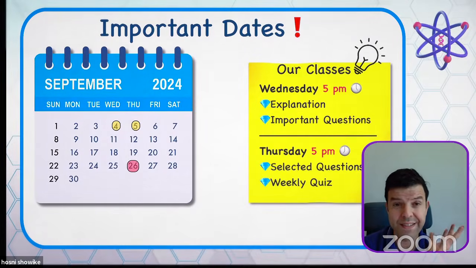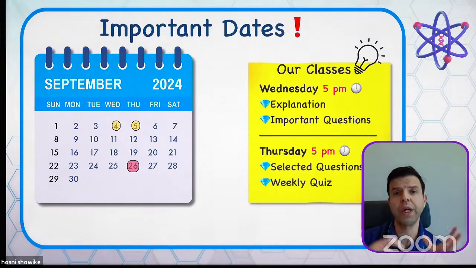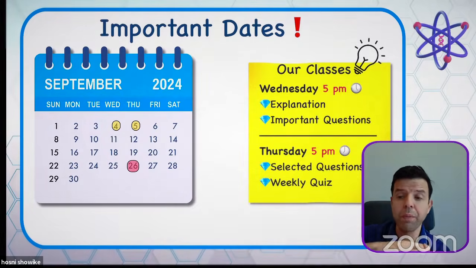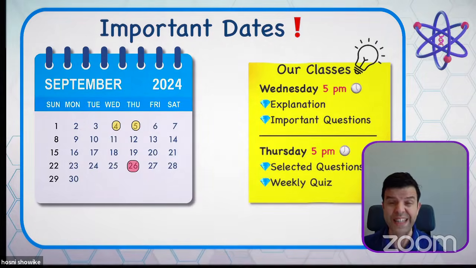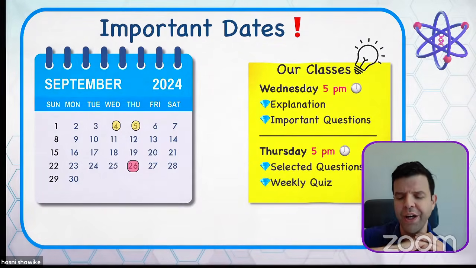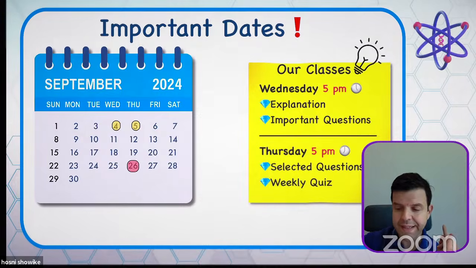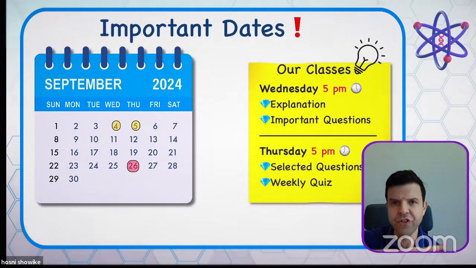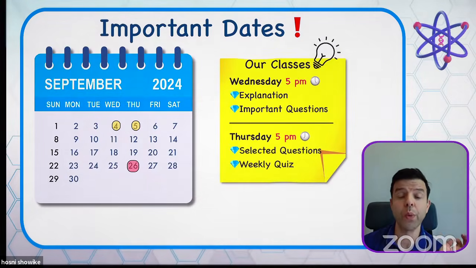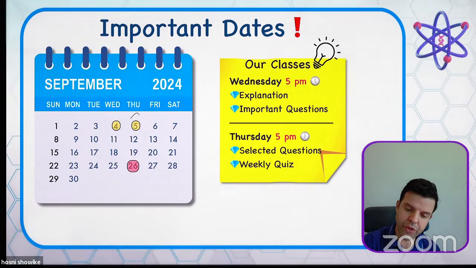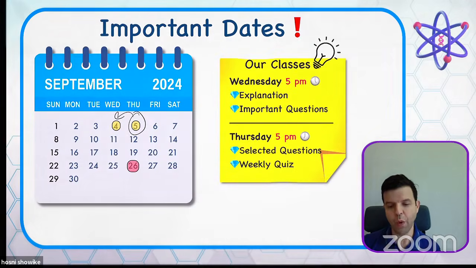So we're going to have 2 classes. The first class is the one where we explain the content. So we're going to do the theory part, explain the topics, and I'll be solving the important questions, those questions that are more challenging for students. I usually solve on the first day. The second day, Thursday, we will look at other questions. So Thursday's class is just for solving exam questions. Plus, on Thursday, every week, we will have a quiz. So we're going to have a quiz on Thursday on what we studied on Wednesday.